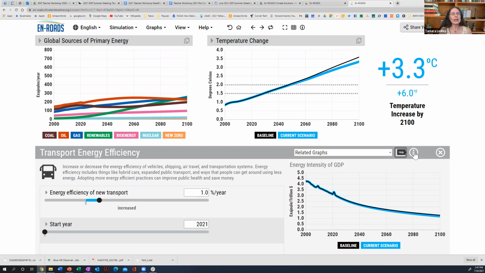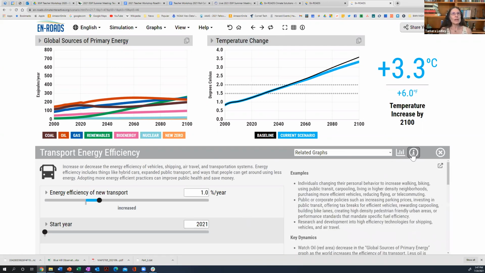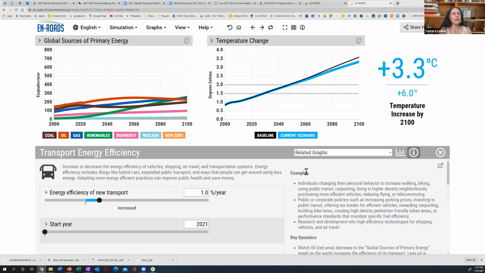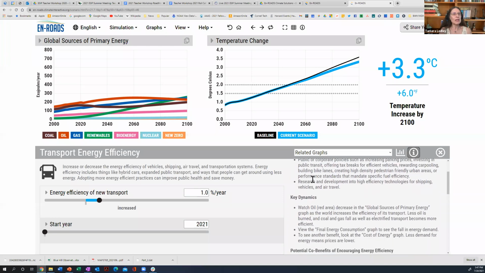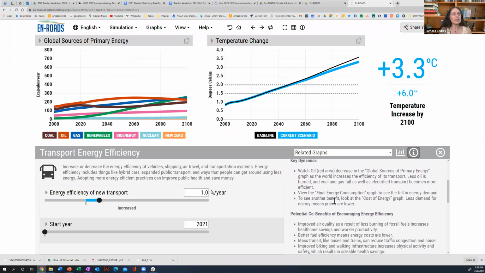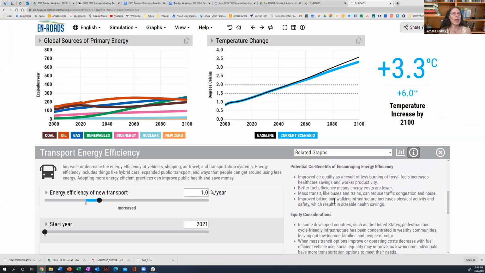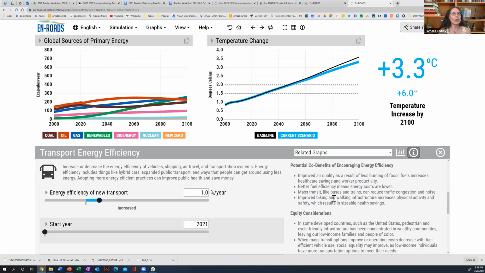The other aspect that provides you more information for you and your students is this little eye over here, which provides you with examples of implementing this solution, like dynamics of what the solution means. But one of the things that I encourage people to look at are these potential co-benefits of encouraging energy efficiency. So improved air quality is a result of burning less fossil fuels. Better fuel efficiency means energy costs are lower, and so on.